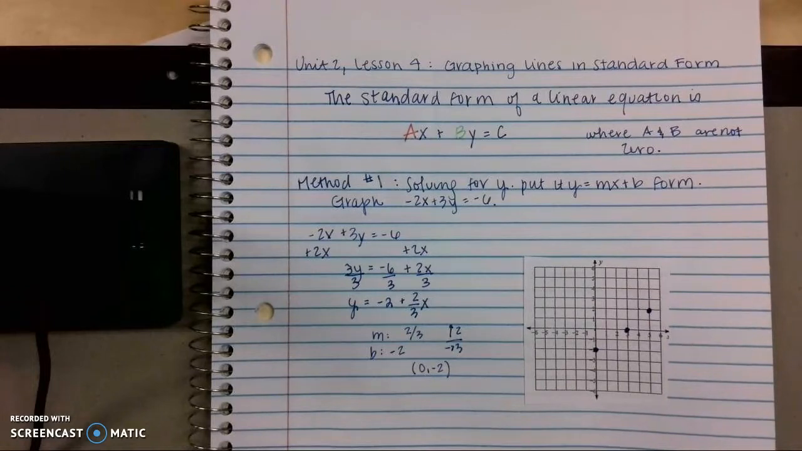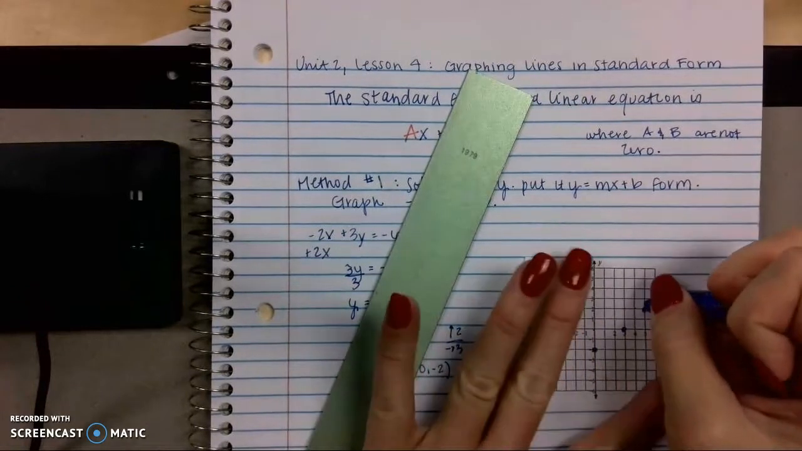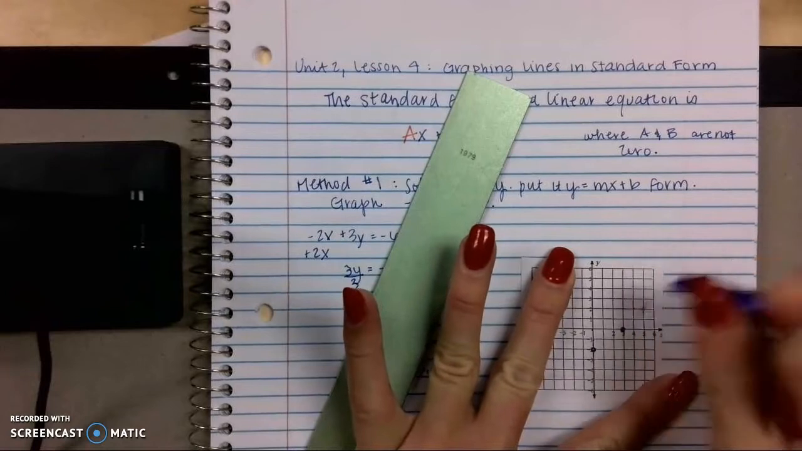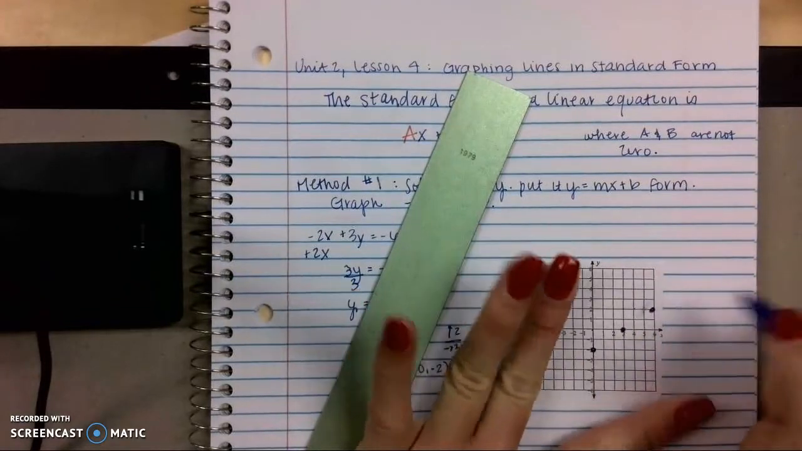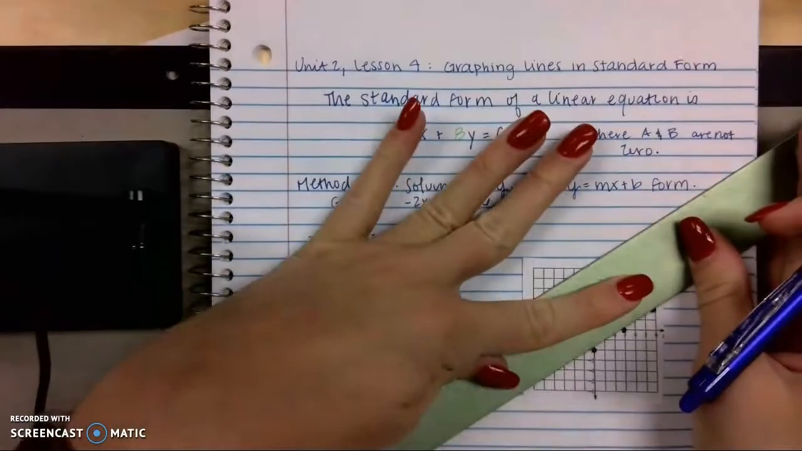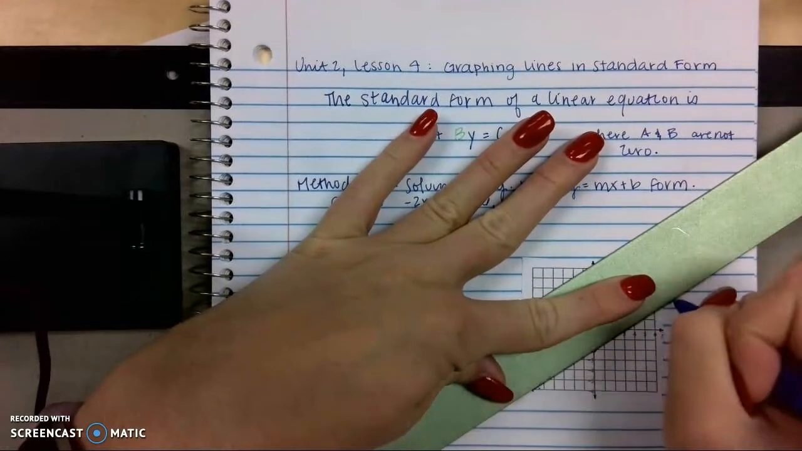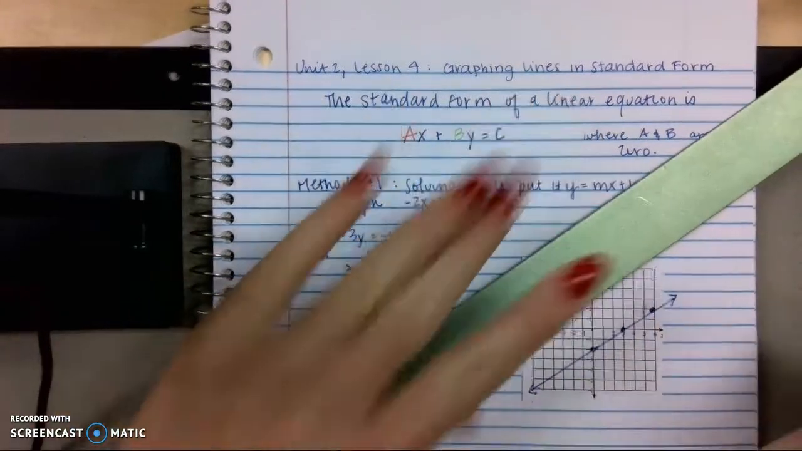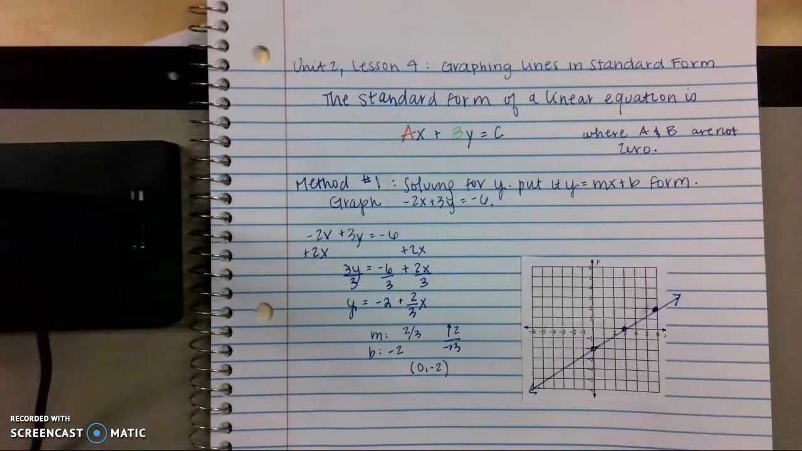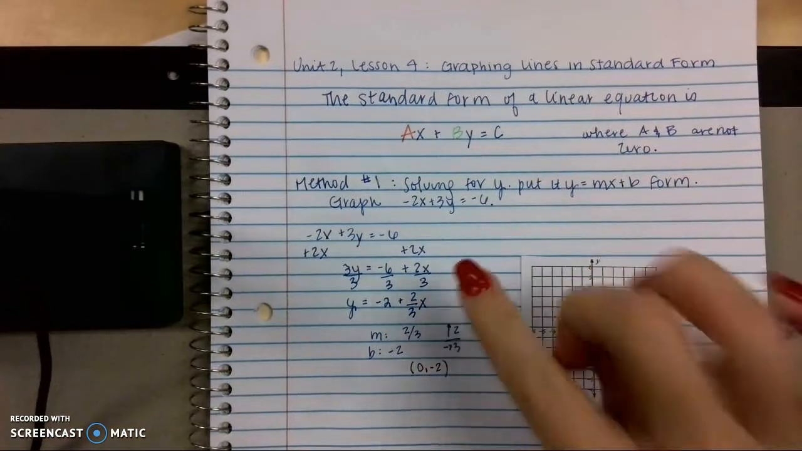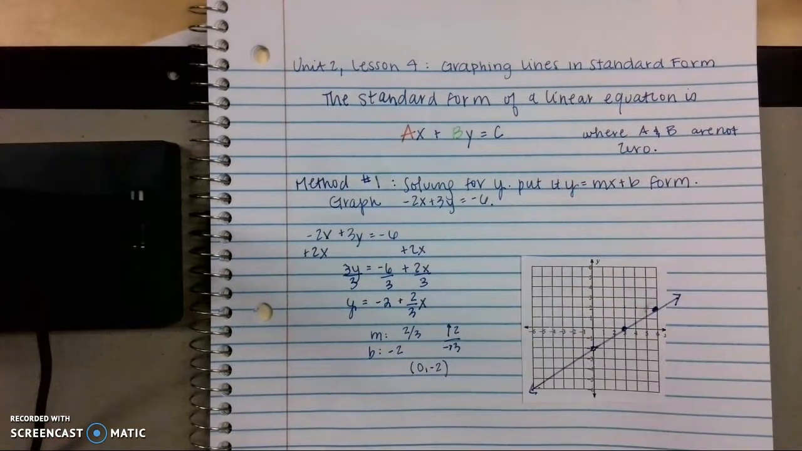Once I have my 3 points, I can, oh, that is to the right 2. Let me go over one more. You're going to be like, that's not going to make a line. Draw a line through your points, and you're finished. So if it's in standard form, first method we could do is solving for y.